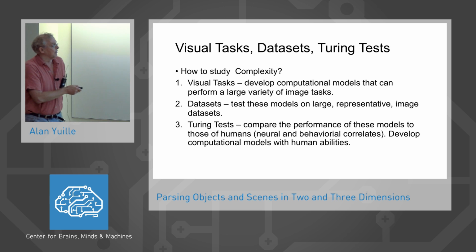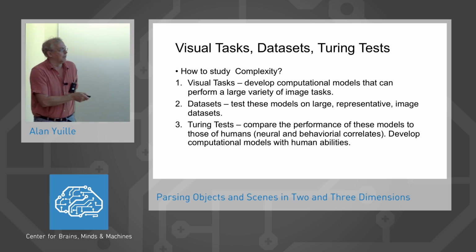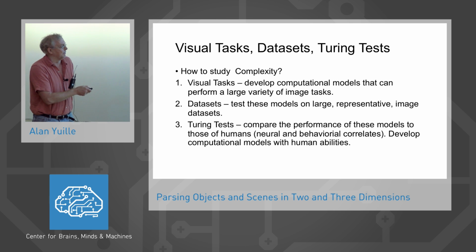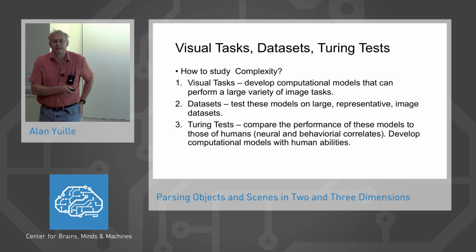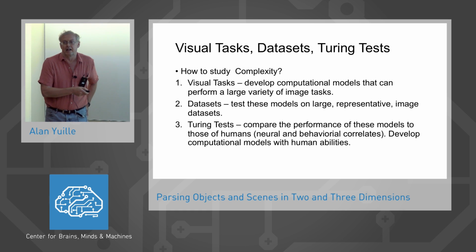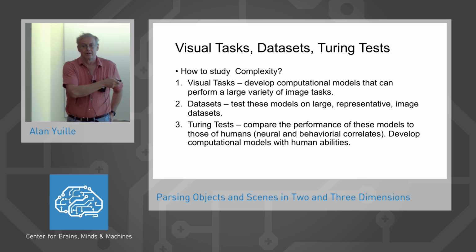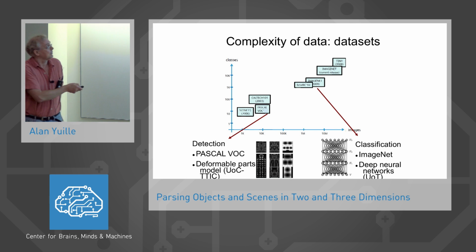Another issue here in the center was the idea of Turing tests, that a way of studying this is to compare the performance of the models to that of humans and to the neural and behavioral correlates, and to develop computational models of the human abilities. And so this is one of the parts of the Turing part of the center, and it's certainly interesting to think of computer vision in that perspective and see how, to be frank, badly many computer vision models fail when you compare them to what humans can do.